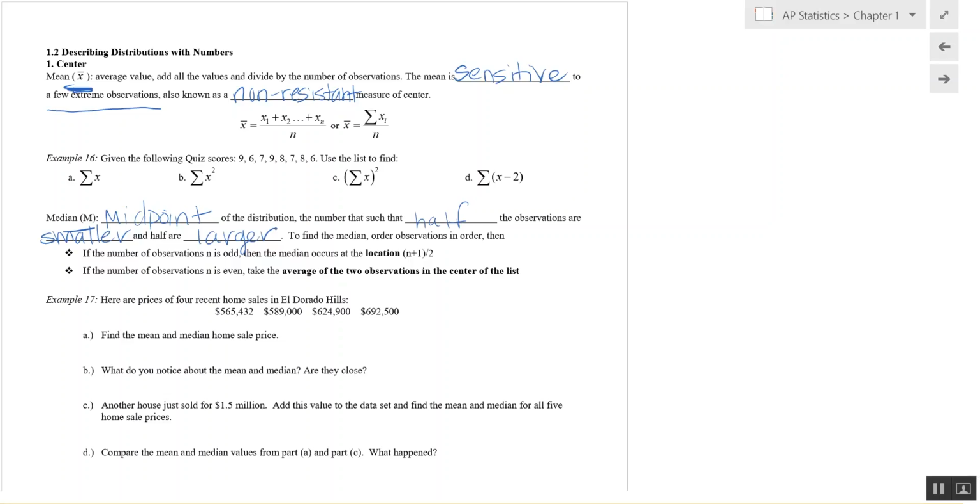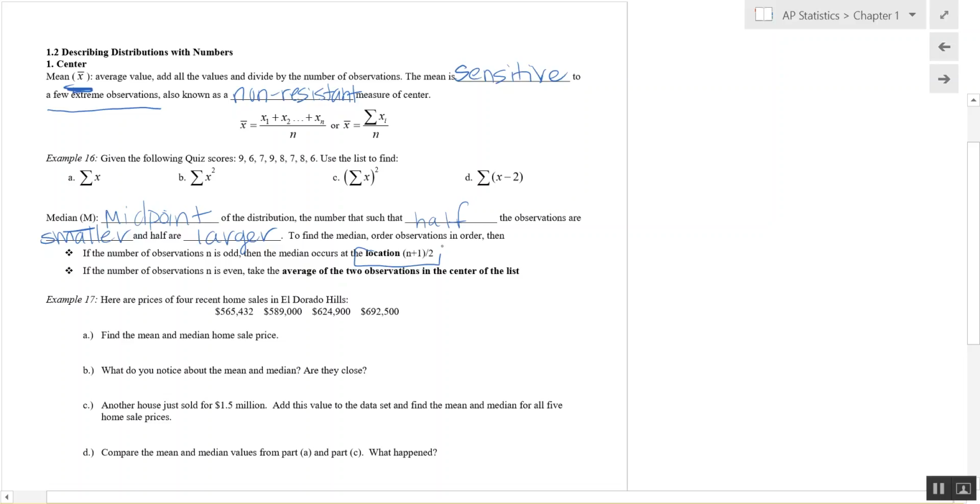To find the median by hand, your calculator also does it for you, but by hand, you order the observations from smallest to largest. Then, rather than crossing off one at the bottom and one at the top and working your way down until you get to the middle, it's much easier to use the number of observations to find the median. If the total number of observations is odd, say you have 7 values in your data set, then the median occurs at the location (n plus 1) over 2.